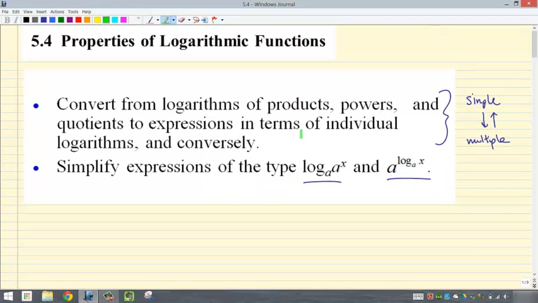Convert logs with products, powers, and quotients. That's using the product rule, the power rule, and the quotient rule. Check. And then simplify expressions of the type log base a of a to the x and a to the power of log base a. This again is where your bases cancel each other. Check, check, check.